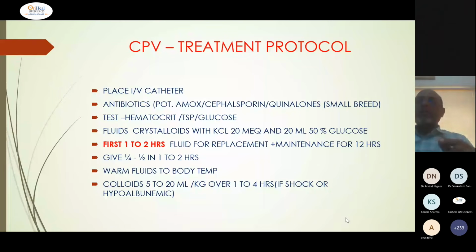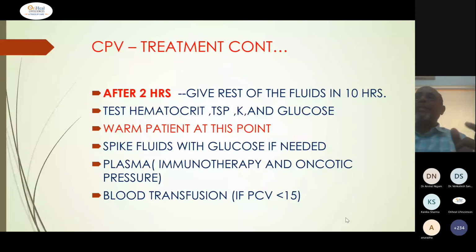And this time you should warm the fluids alone. Whatever fluids you are giving, that should be warmed to body temperature. Then you can add colloids, 5 to 20 ml per kg over 1 to 2 hours if there is shock or hypoalbuminemia. After 2 hours, restore the fluids over 10 hours. You calculate first, give 1/3 to 1/2, and the rest you have to give in the next 10 hours. Again, test hematocrit, total serum protein, potassium and glucose.